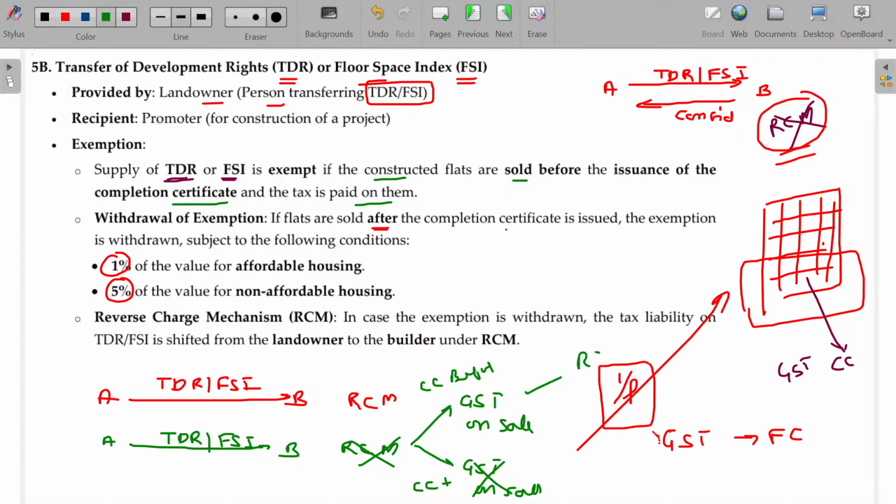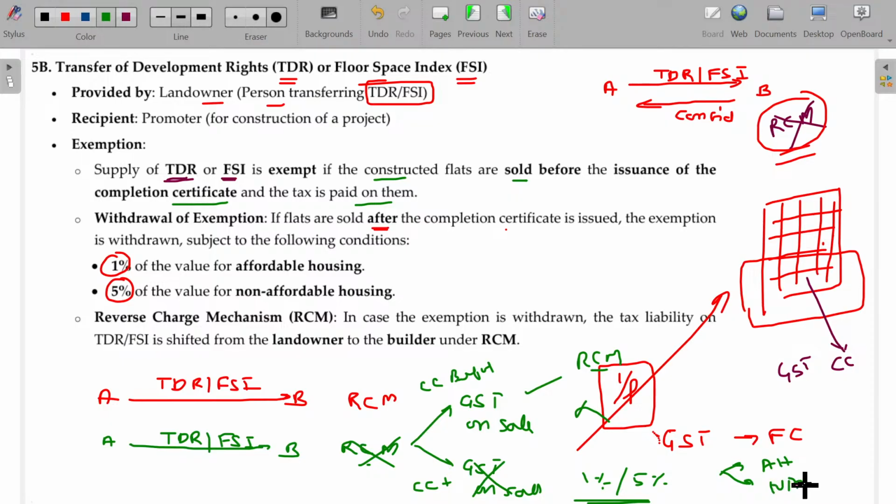So what about the scenario for RCM, sir? No problem. But in this case, you have violated. You have not paid the GST under RCM basis while getting the TDR and FSI. Even after completion of flats, while selling, you are not paying the GST. So automatically, 1% or 5% GST will be payable now, depending upon the house nature, whether it is an affordable house or a non-affordable house.